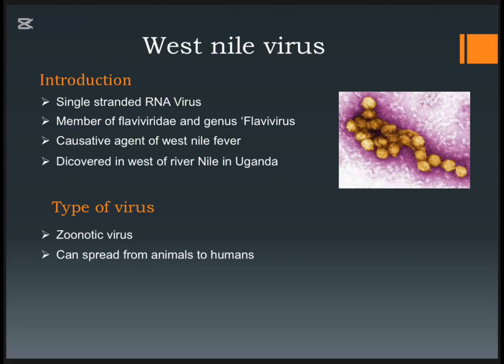So let's move towards the topic. West Nile virus is a single-stranded RNA virus which belongs to family Flaviviridae and genus Flavivirus. It is the causative agent of West Nile fever and it was discovered in the west of River Nile located in Uganda. It is a zoonotic virus, which means it primarily causes infection in animals, but infection can transfer from animals to humans by a route of transmission, which we will discuss later on.